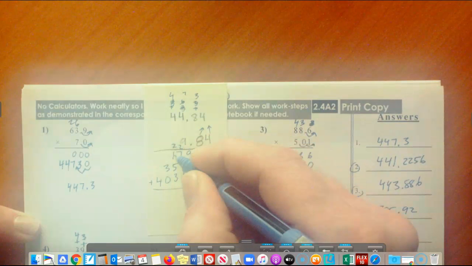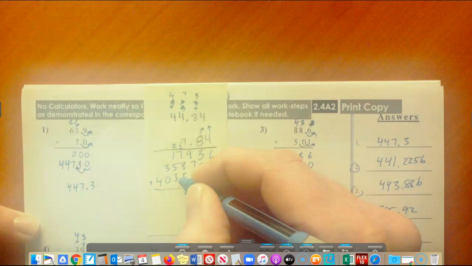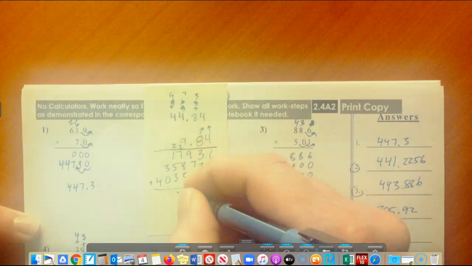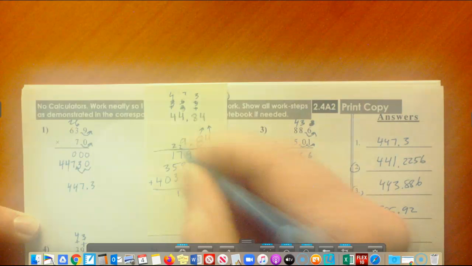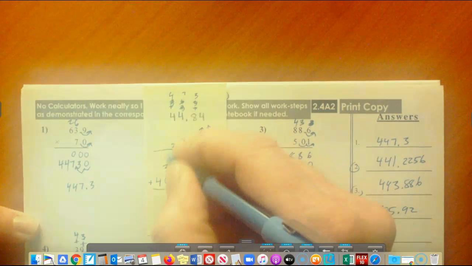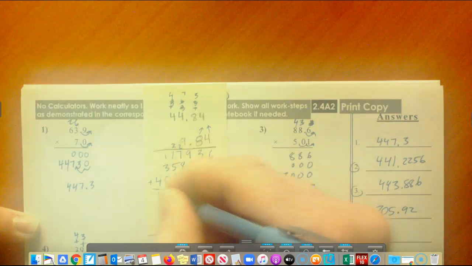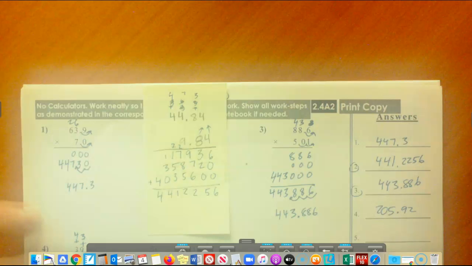2 plus 1 is 3. 3 plus 5 is 8. 8 plus 3 is 11. 3 and 8 is 11. 1 plus 3 makes 4. We have 4. Now we just have to deal with the decimals.